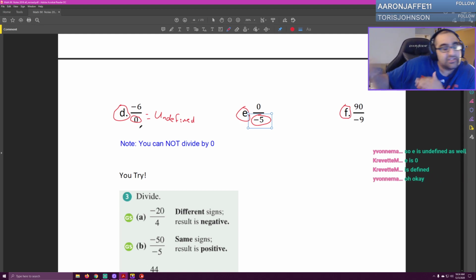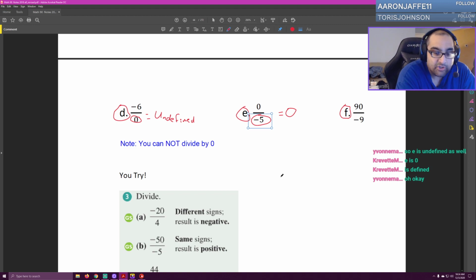That's a great question because that's the key difference between letter D and letter E. In the first one I'm dividing by 0, but in the second one I'm actually not, because I'm dividing by -5. So that means that E here is actually 0 as a result. I know it's been a while since we talked about this one, but again, just getting that put together there. There you go.